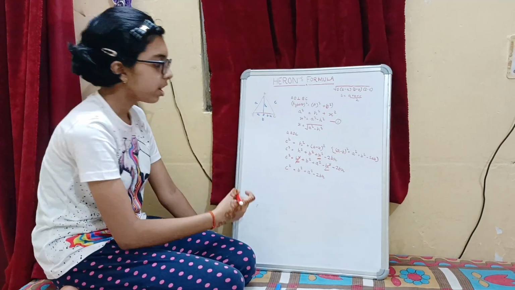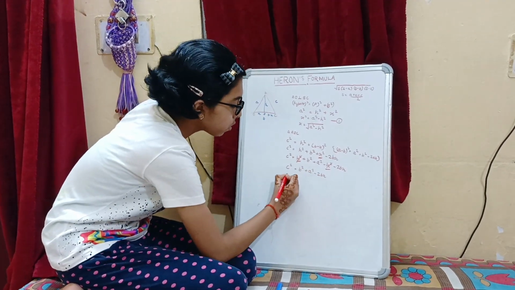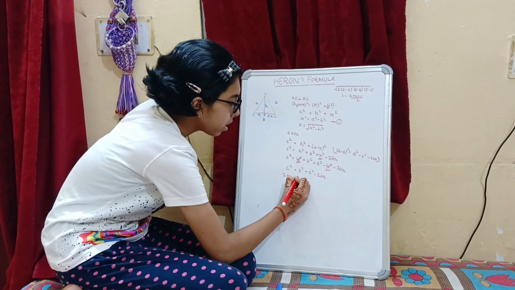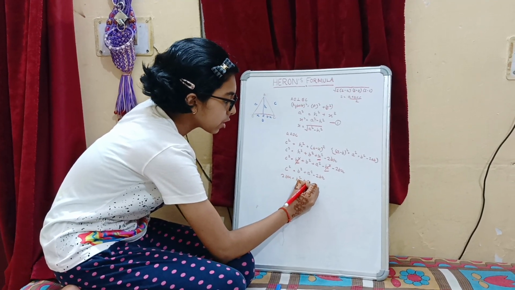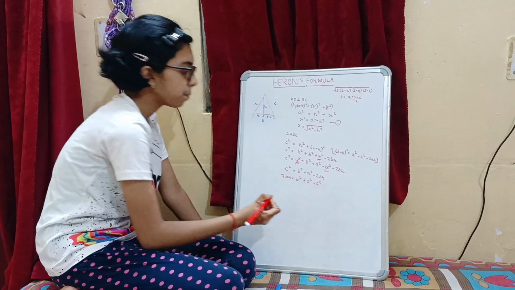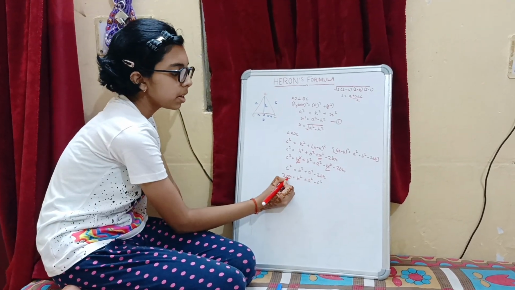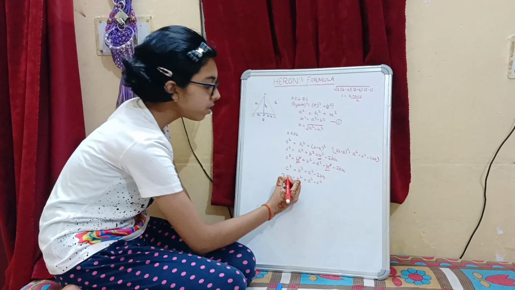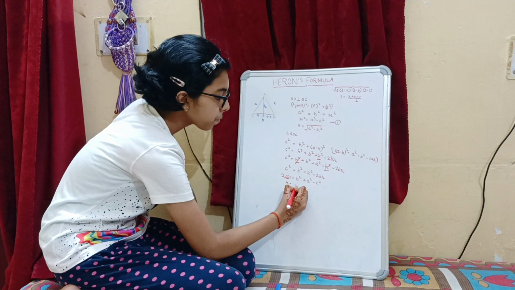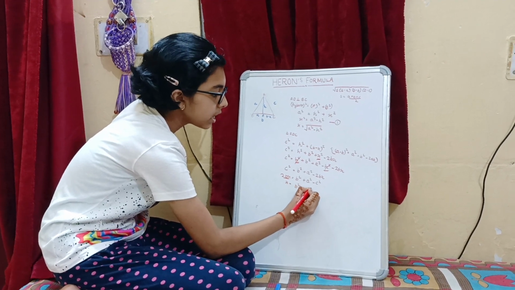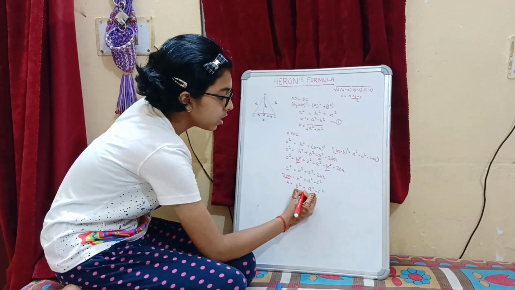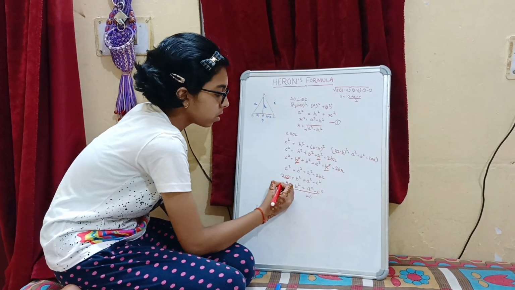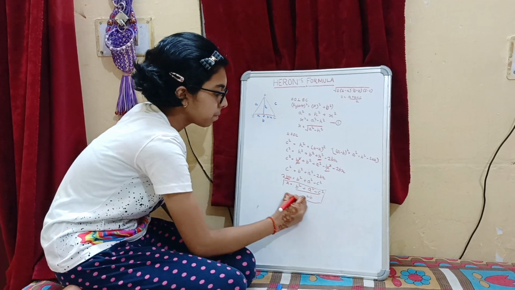Now we will arrange it, so we will take 2bx here, and it will become 2bx is equal to b square plus a square minus c square. Here 2b is multiplying with x, so on the left hand side it will become division. So x will be equal to b square plus a square minus c square upon 2b. So this is the value of x.